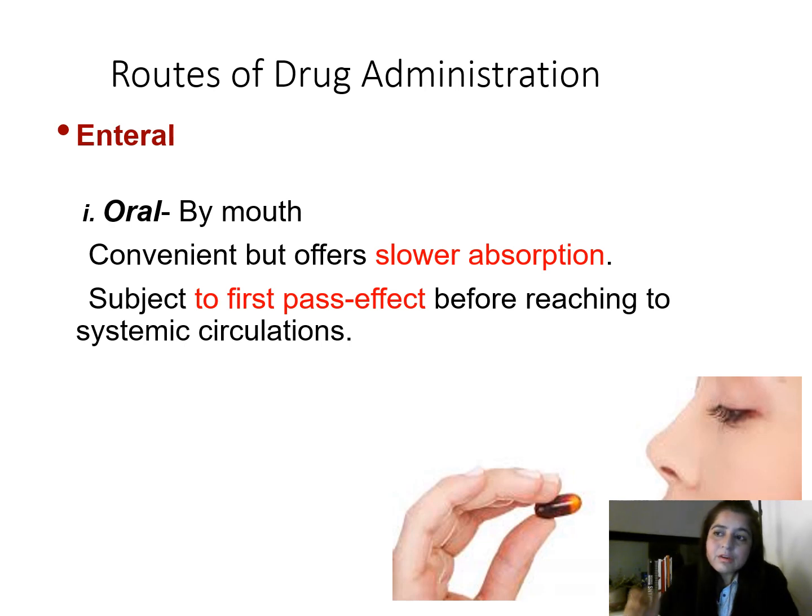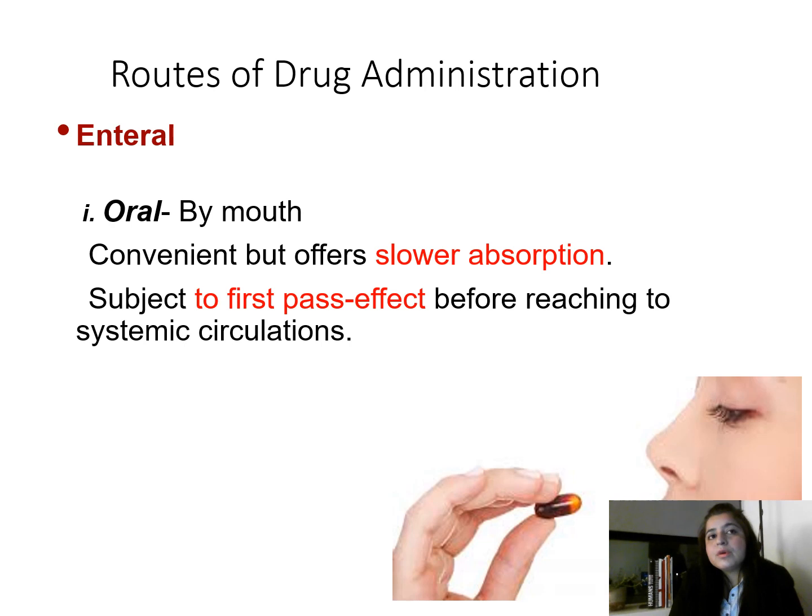So we can introduce the drug in our body via various different sites. One is the enteral route. In enteral, we can introduce the drug via our mouth. When we administer a drug via our mouth, we say it is the oral route of drug administration. So what happens when we enter the drug via our mouth? It directly goes to the portal circulation and is subject to first pass metabolism.